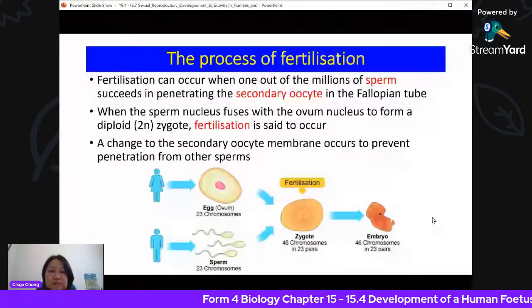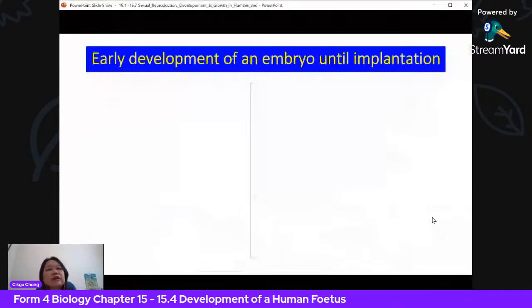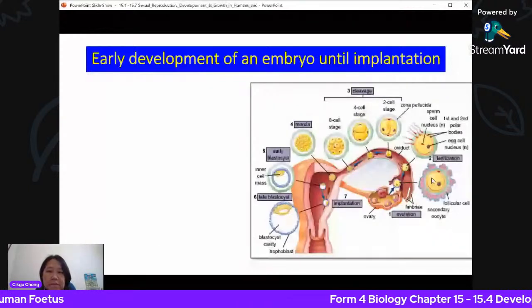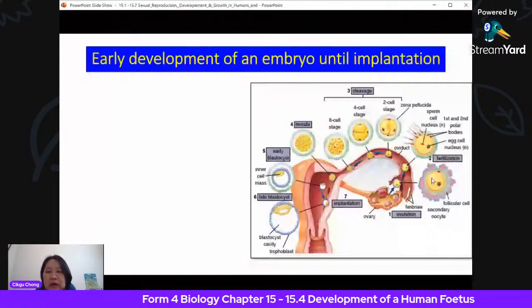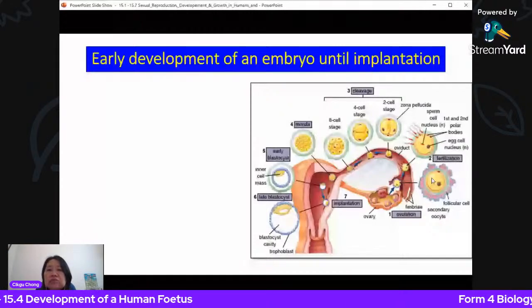Okay, so now the early development of an embryo until infant. This is the diagram which shows the progression. Progression means the changes from the beginning here, which is the embryo. Sorry, not embryo, which is the secondary oocyte, once it has first moved down the fallopian tube.